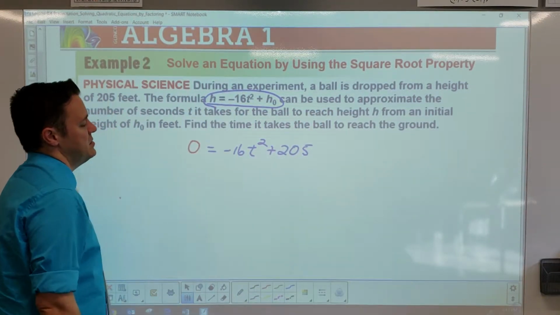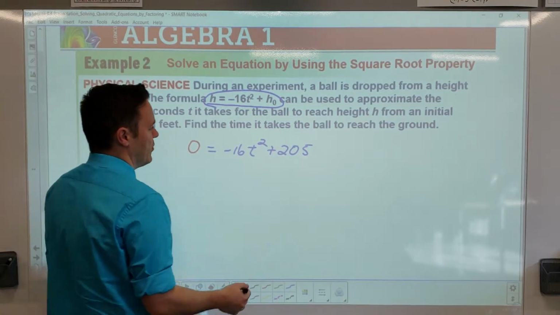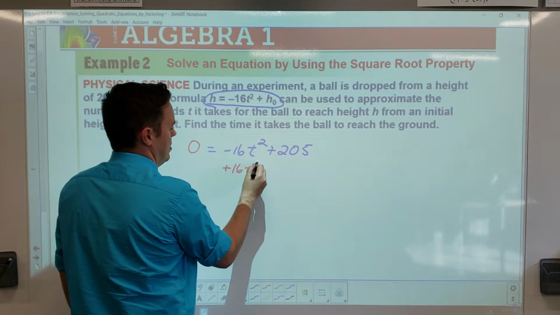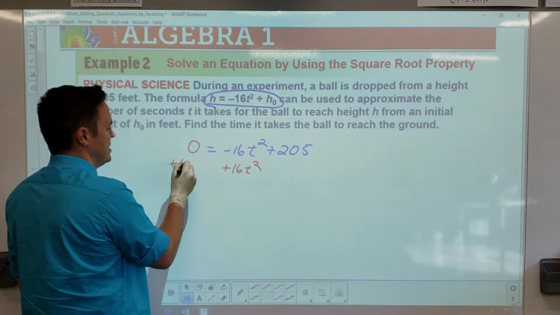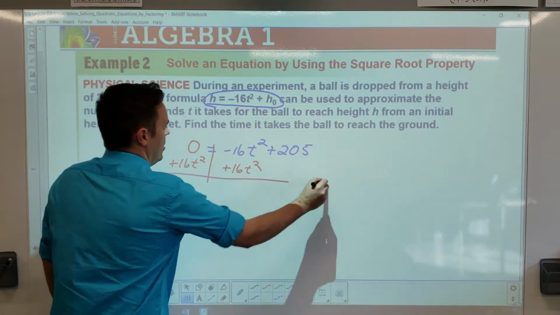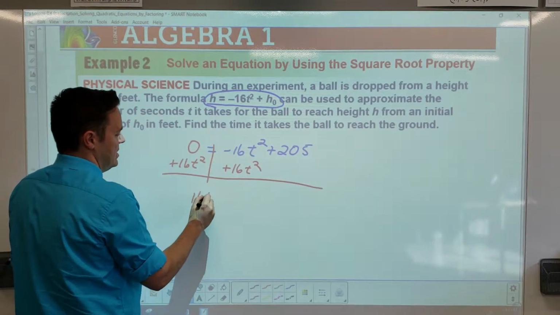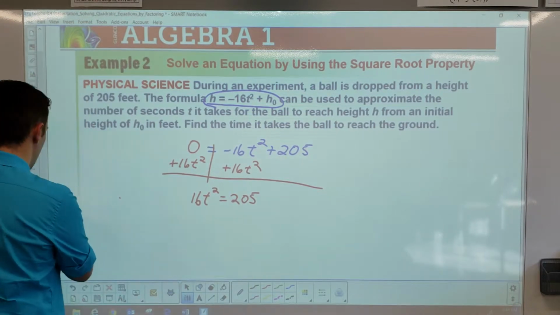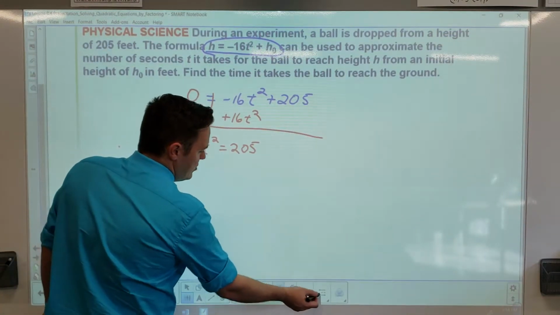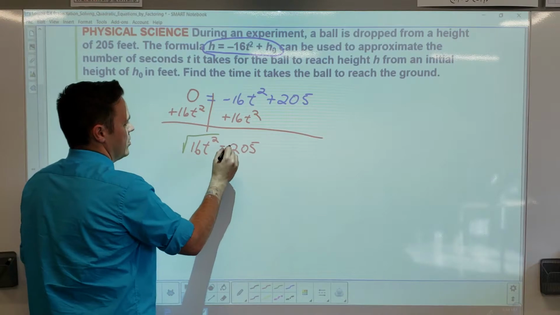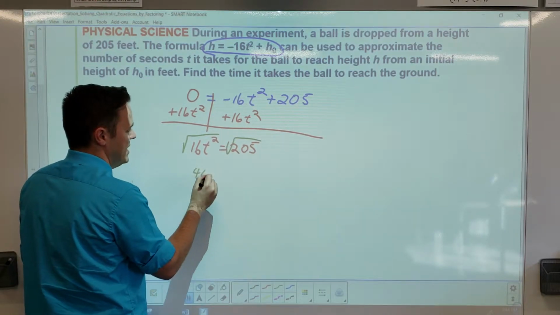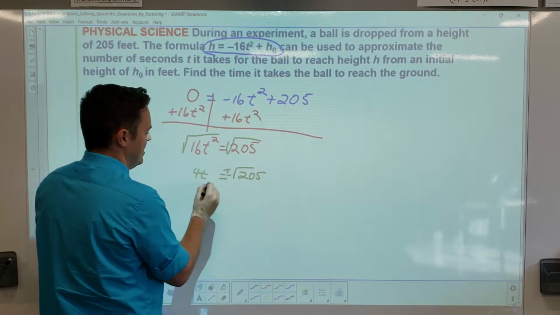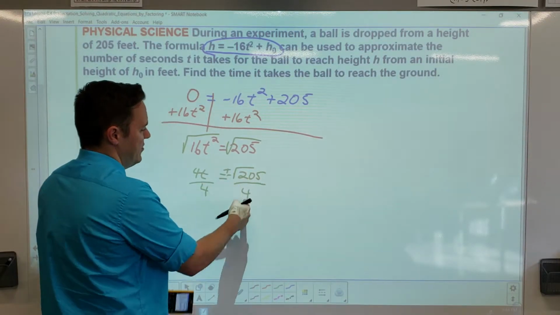So this equation needs to be set to 0. Then you solve for both sides. So what I'm going to do is move this over to here, and it's going to be plus 16t squared. When I do that, it's going to be 16t squared equals 205. And then you can take the square root of both sides. So if I do that, square root, it's going to be 4t equals the square root of 205. Right, remember it's plus or minus. Divide by 4, and then you divide by 4.